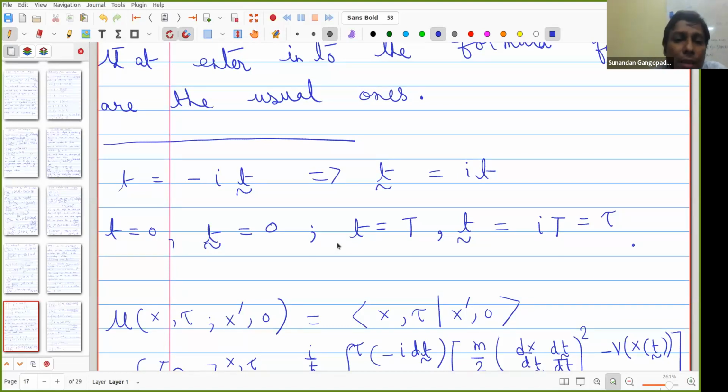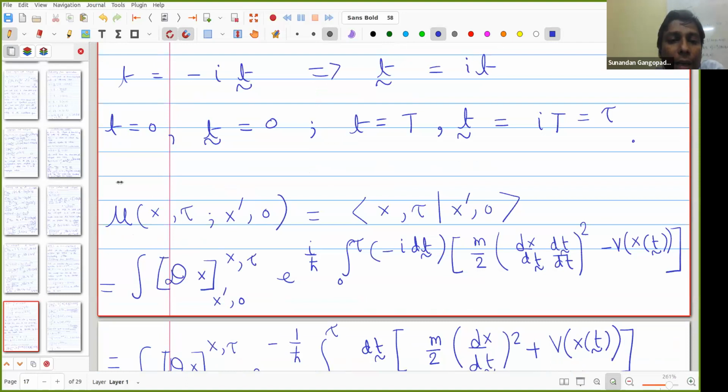So in this case, for the particular case, I'm writing t to be equal to minus i t tilde, but here there is a catch. What I'm saying is that now t tilde is basically imaginary, t is real, because I'm setting the limits t equal to 0 and t equal to capital T. So you just keep this in mind.